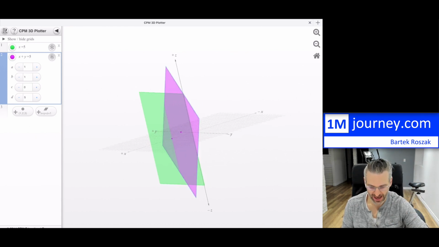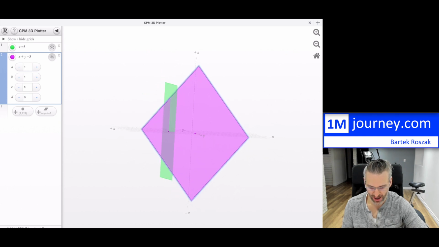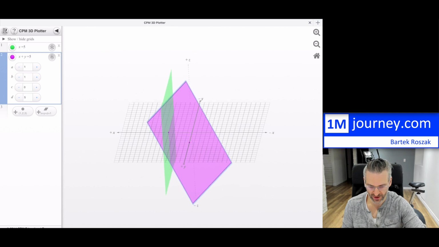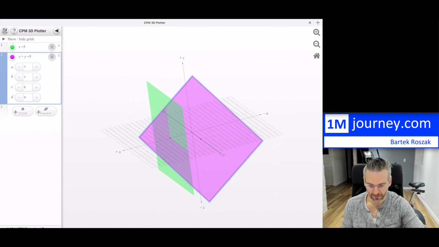That's the one that we have showing. I'm going to shift it around a little bit so that you can see it from various angles. So that is my plane. Now, how would you have actually drawn this yourself?